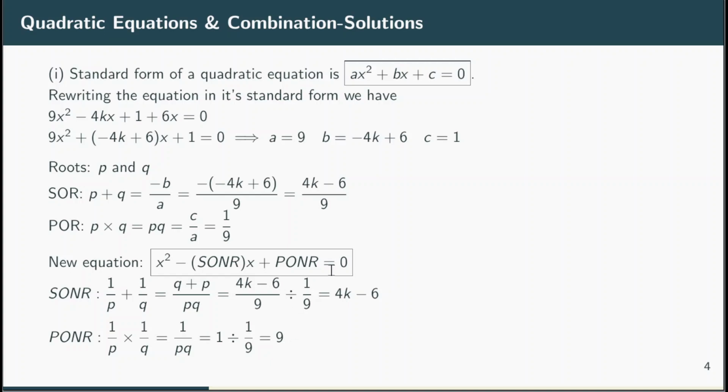The last thing I'm left to do is just to plug them into this equation, and so I'll have x squared minus the sum of the new root, which is 4k minus 6, multiplied by x, plus the product of the new root, which is 9, is equal to 0 as required.